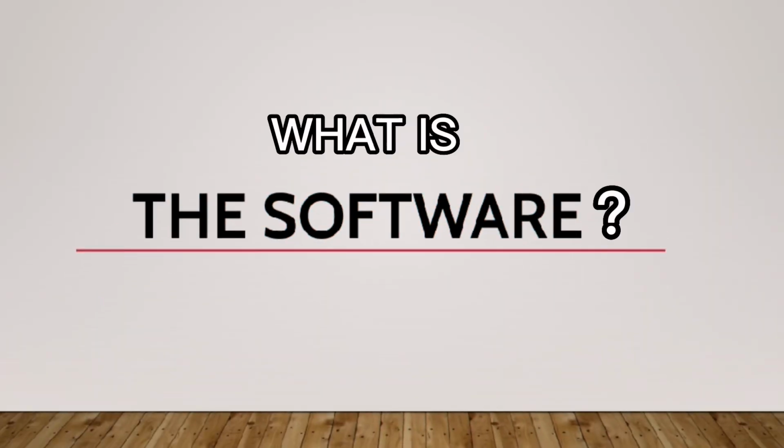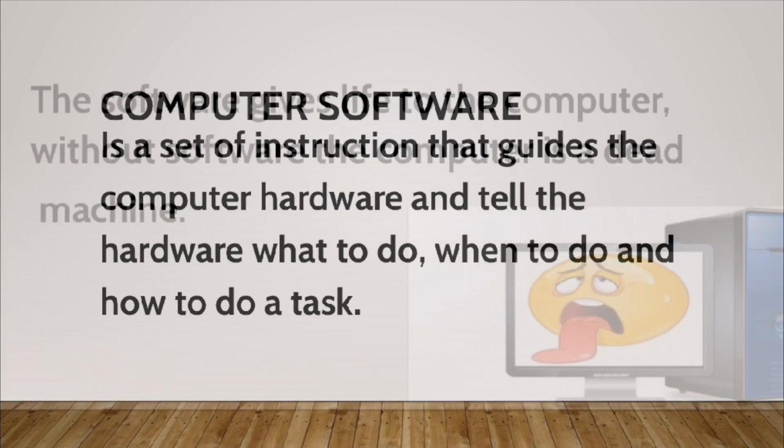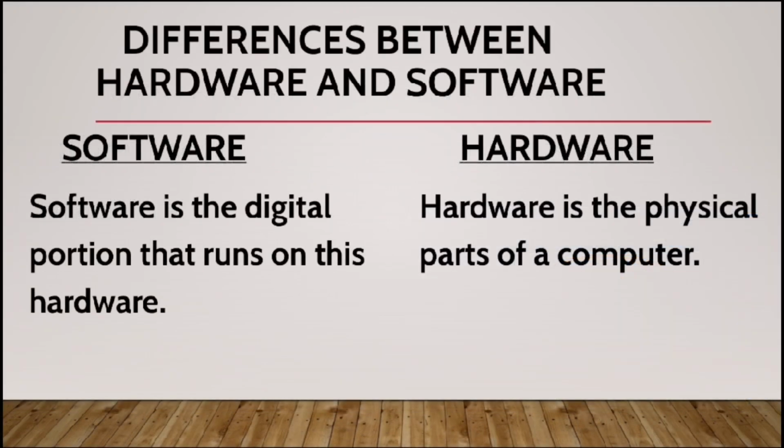So what exactly is the software? Computer software is a set of instructions that guides the computer hardware and tells the hardware what to do, when to do, and how to do a task. The software gives life to the computer. Without the software, the computer is a dead machine.